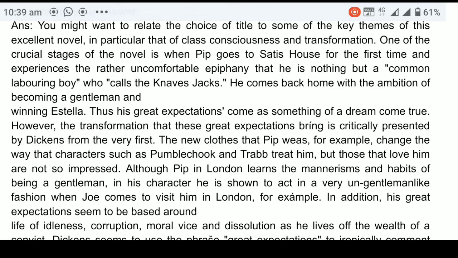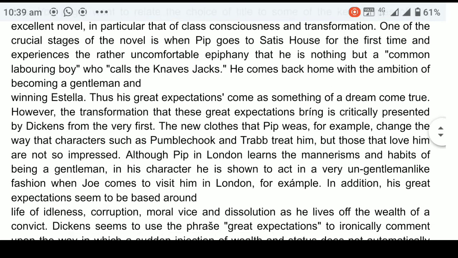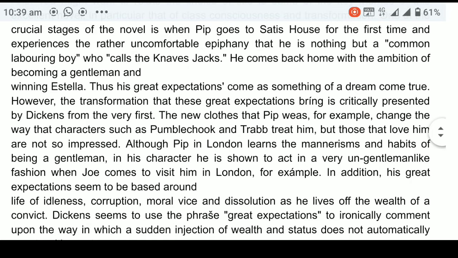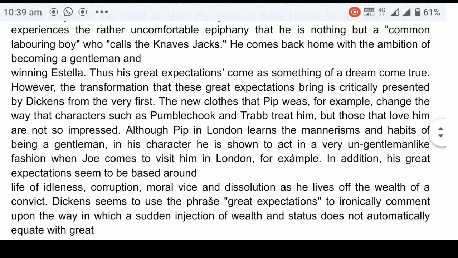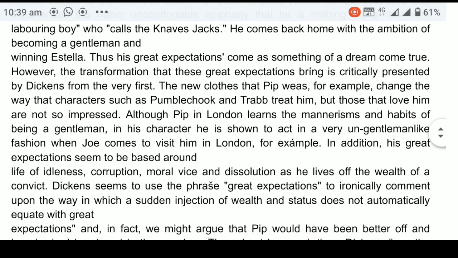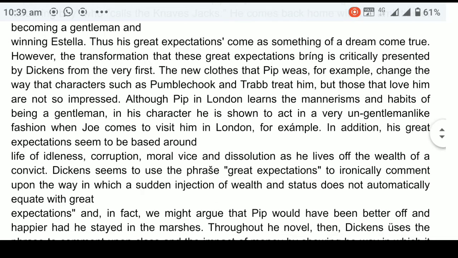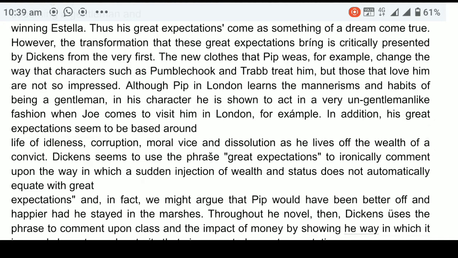You might want to relate the choice of title to some of the key themes of this excellent novel, in particular that of class consciousness and transformation. One of the crucial stages of the novel is when Pip goes to Satis House for the first time and experiences the rather uncomfortable epiphany that he is nothing but a common labouring boy who calls the knaves jacks. He comes back home with the ambition of becoming a gentleman and winning Estella. Thus his great expectation comes as something of a dream come true.